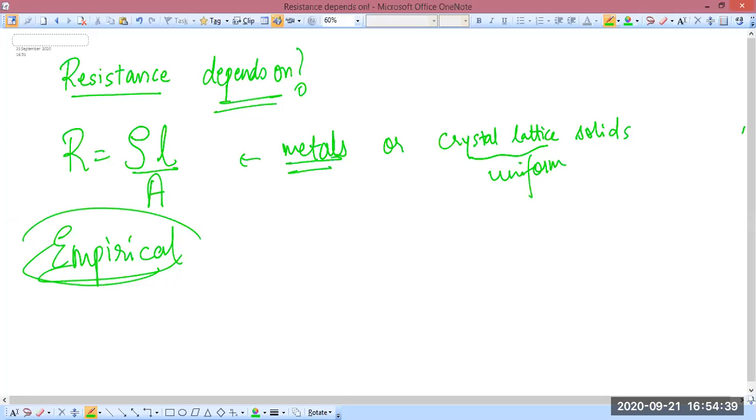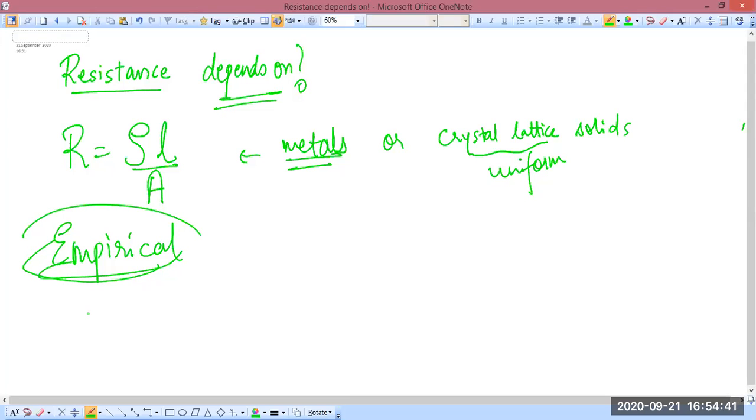So this is the way. See, what people would have done is, listen to this very carefully. Suppose you take two pieces of identical metal wire. Suppose you take two pieces of identical metal wire.